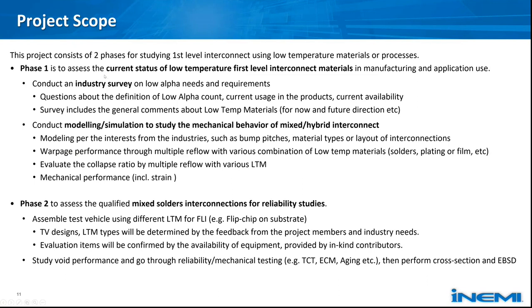The phase one study is going to focus on the current status of low temp material for first level interconnect, including an industry survey to explore what is the low alpha count material definition, what is the current usage in the different products, and what is the current availability. This survey would include general comments about the low temp materials, which could be the low alpha material for current and future direction.